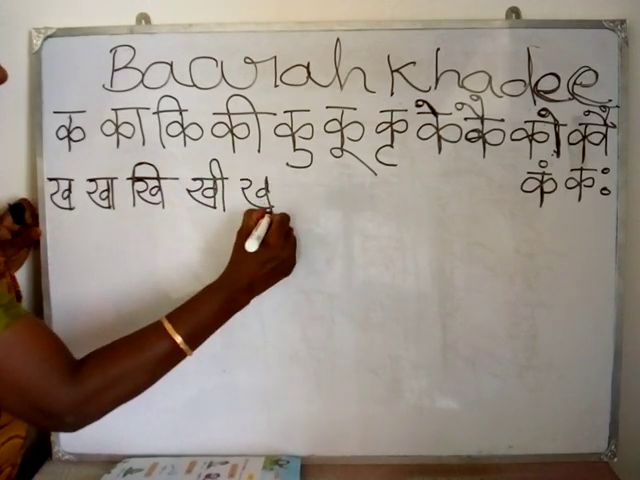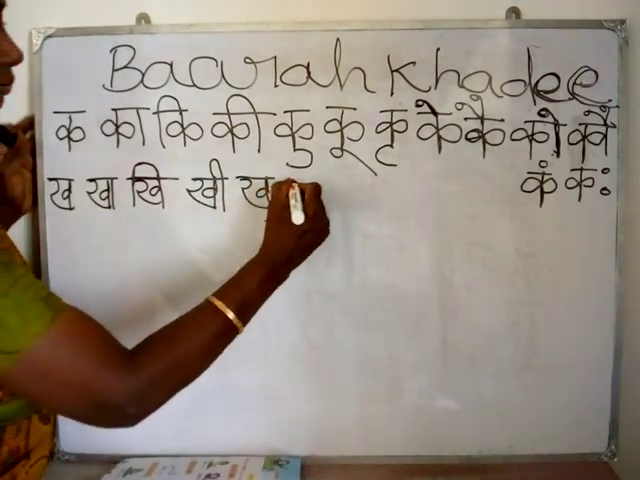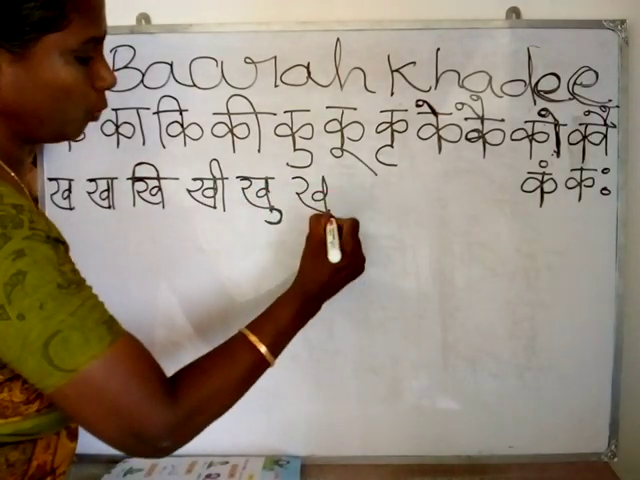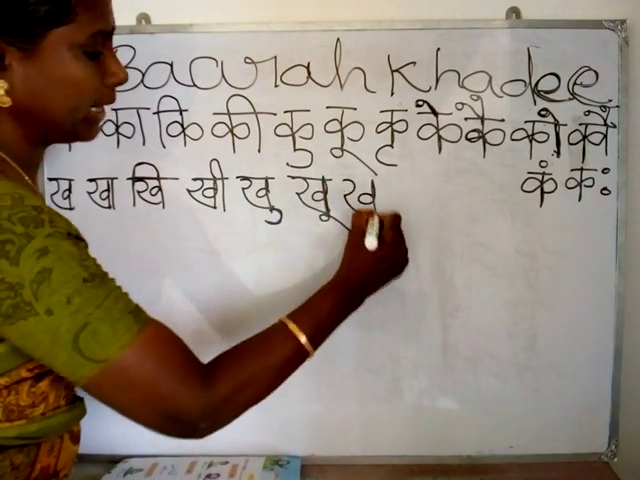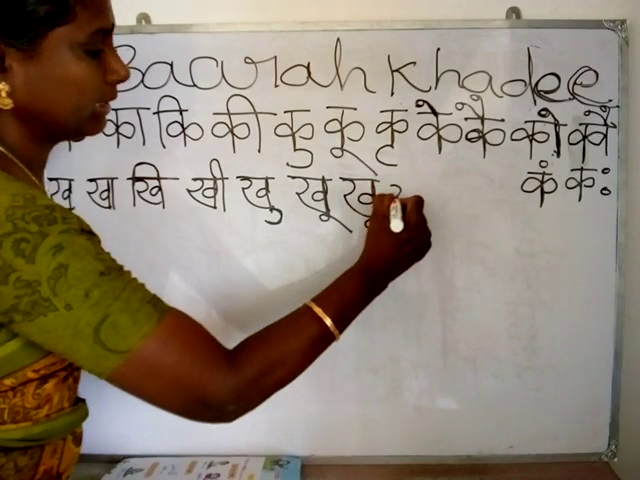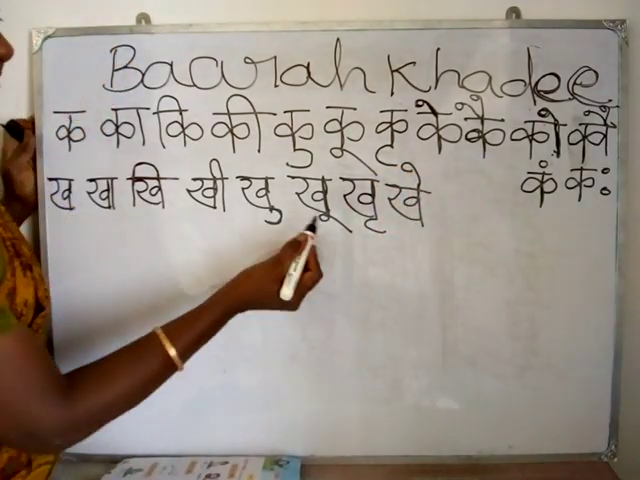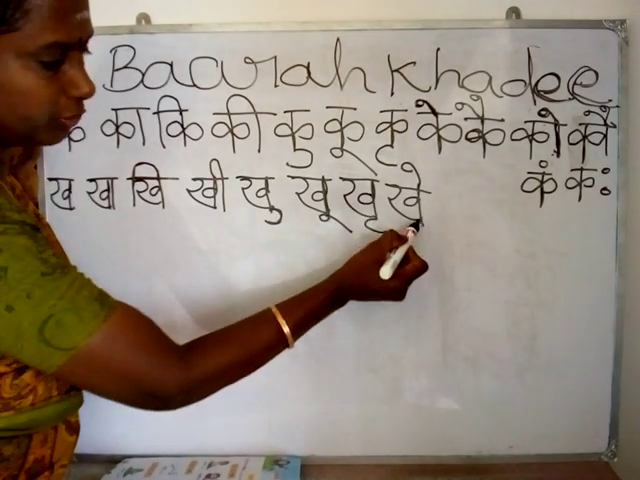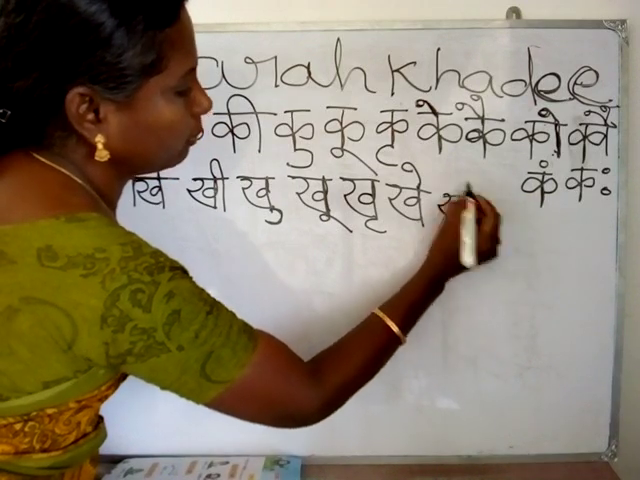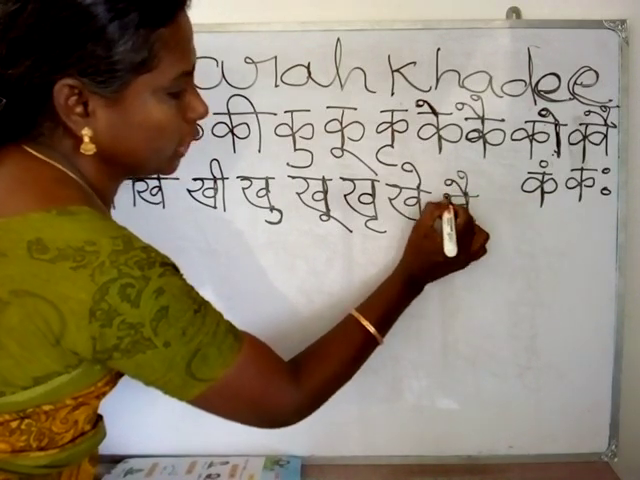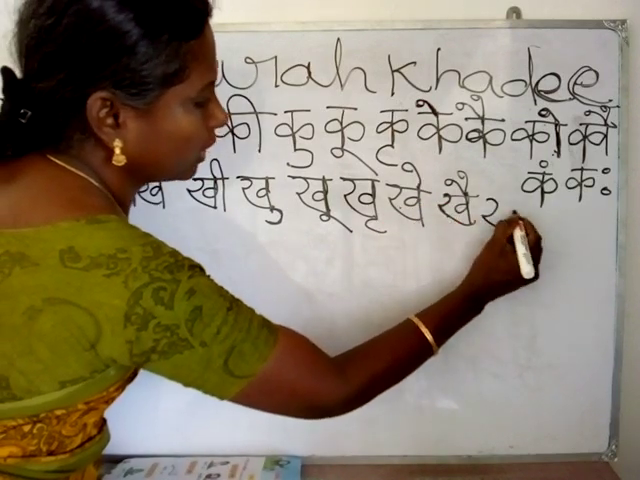Ka, put an indirect C, that is the u matra, ku. Then ka, one curve, ku. Then ka, put a direct C, kr. Then ka, put a curve over, ke. Listen, wherever you have to put it, put it for the last one. Kai also you have to put for the last one two curves. You should not put a curve here. Ke, kai.